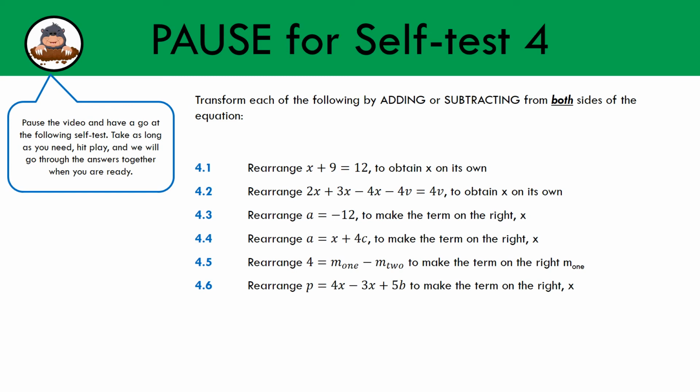So pause for self-test 4 here. These are very simple transformations or rearrangements by adding or subtracting from both sides of the equation. Now again, these may seem simple, but write them out in your book. Subtract and add from both sides accordingly to obtain or isolate the number or letter that I ask you to isolate. And although again it may seem really simple, write them out in your book. Answers will be on the following slide.